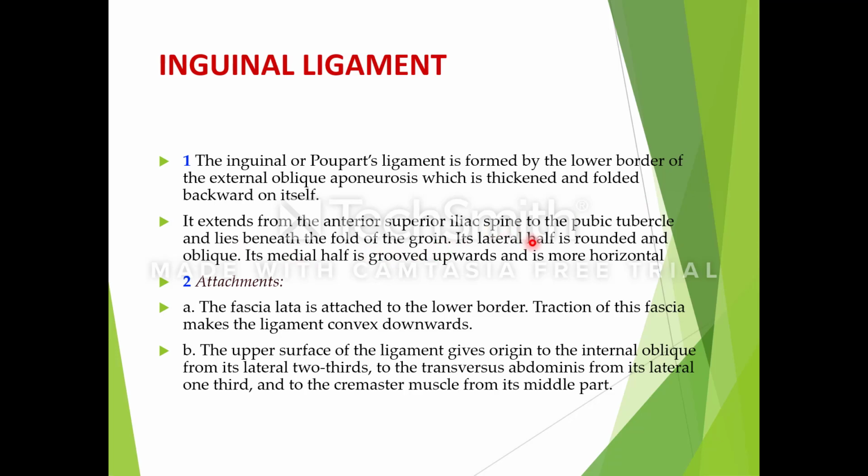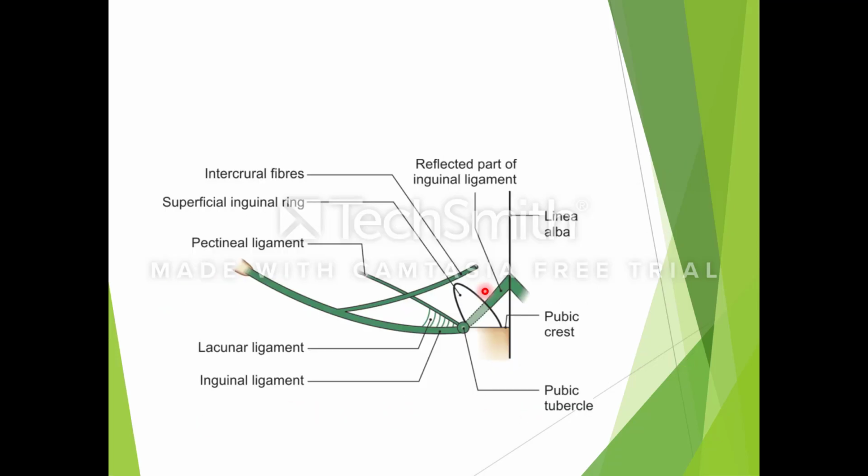Its lateral half is rounded and oblique. Its medial half is grooved upward and is more horizontal. Attachments: the fascia lata, which is the deep fascia of the thigh, is attached to the lower border of the inguinal ligament. Traction of this fascia makes the ligament convex downward. The upper surface of the ligament gives origin to the internal oblique from its lateral 2/3 and the transversus abdominis from the lateral 1/3, and to the cremaster muscle from its middle part.